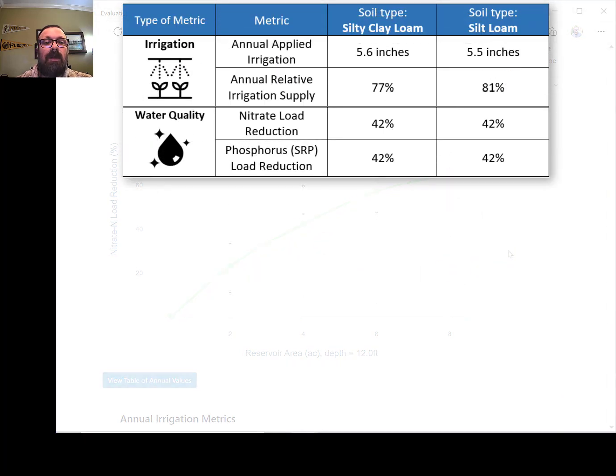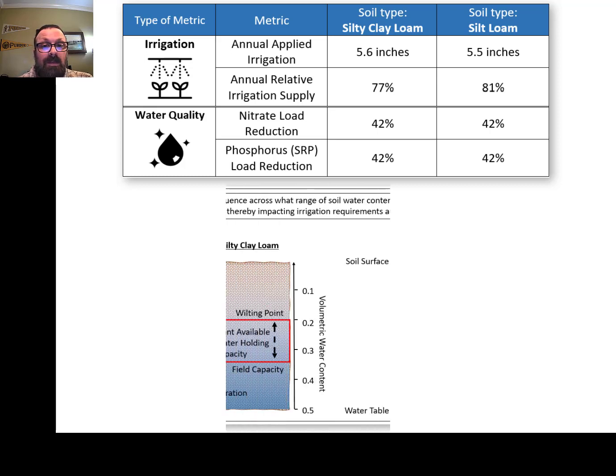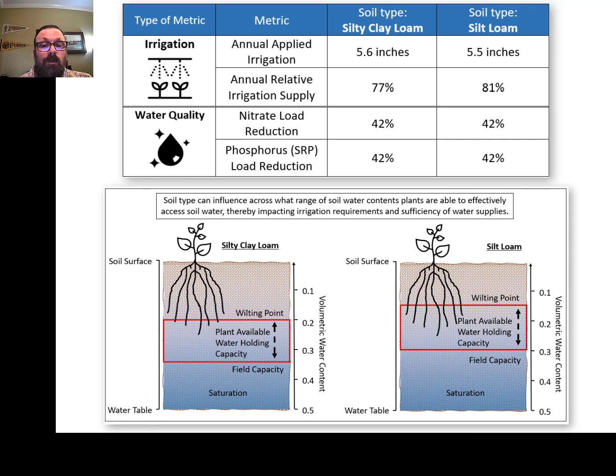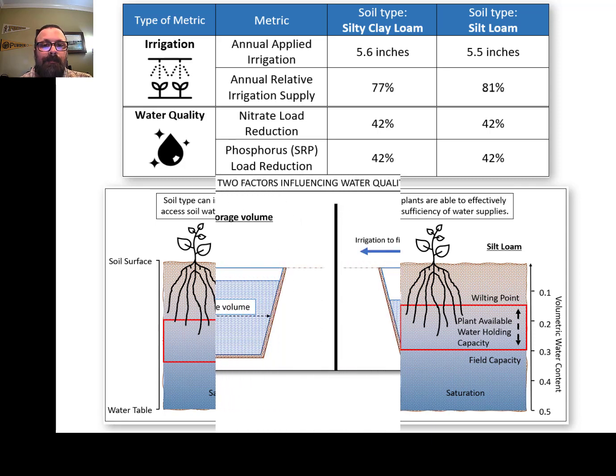So to break this down a little bit, with our silt loam soil, we see slightly less irrigation on average, but greater values of annual relative irrigation supply. In this case, our silt loam soil can hold soil water and plants can access that soil water a little bit better than on silty clay loam soil from our first two examples. There's less irrigation required, and what irrigation is supplied meets a greater proportion of that overall irrigation requirement.